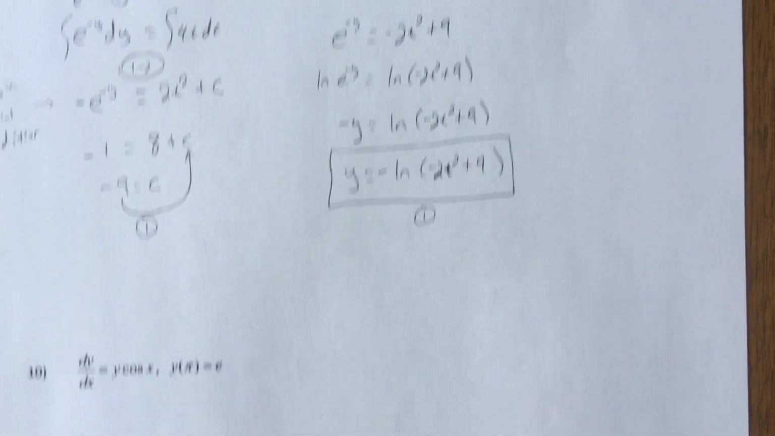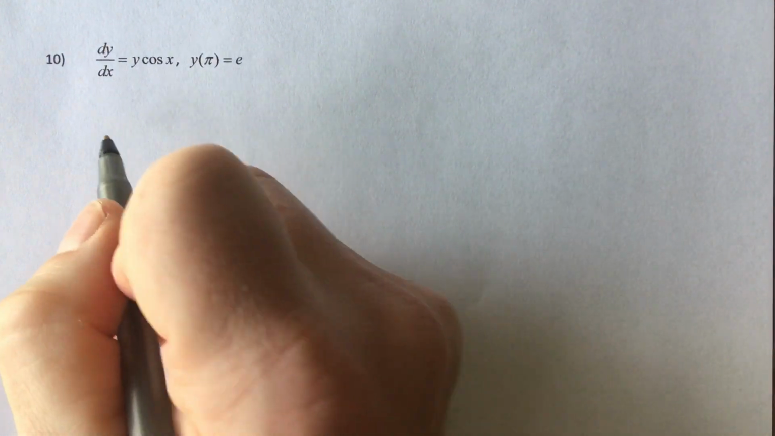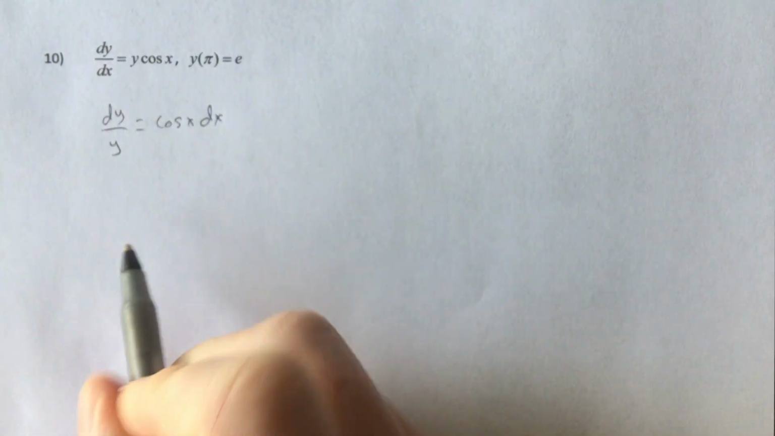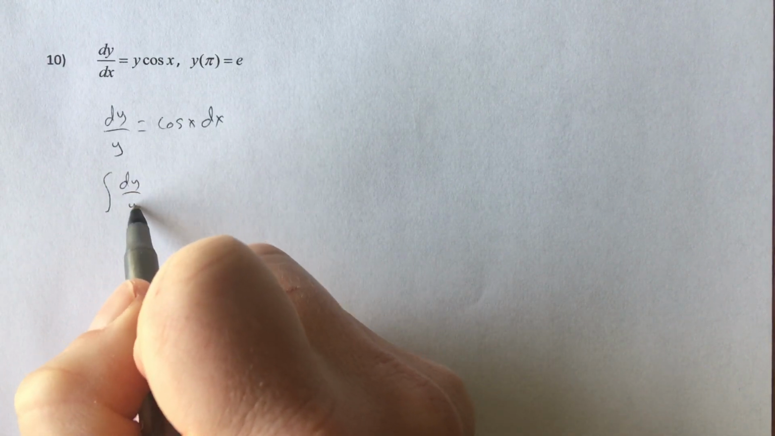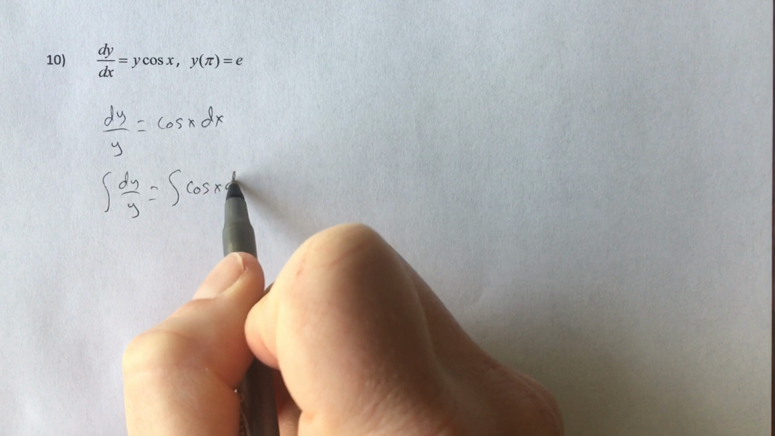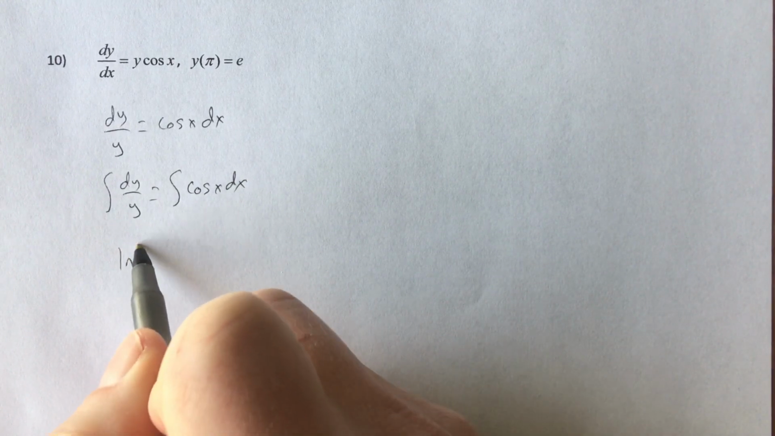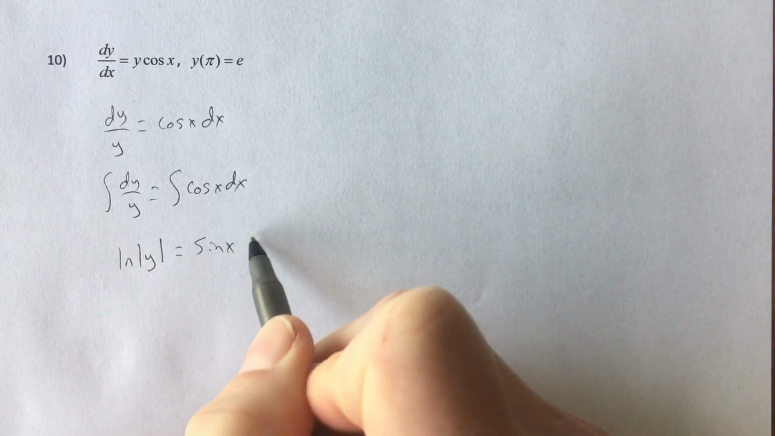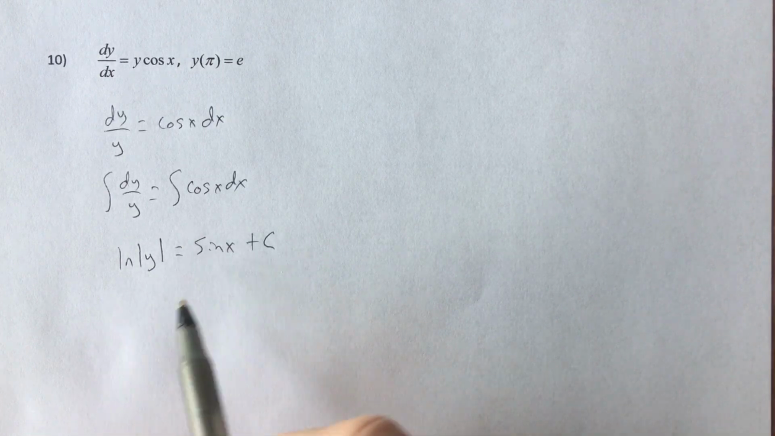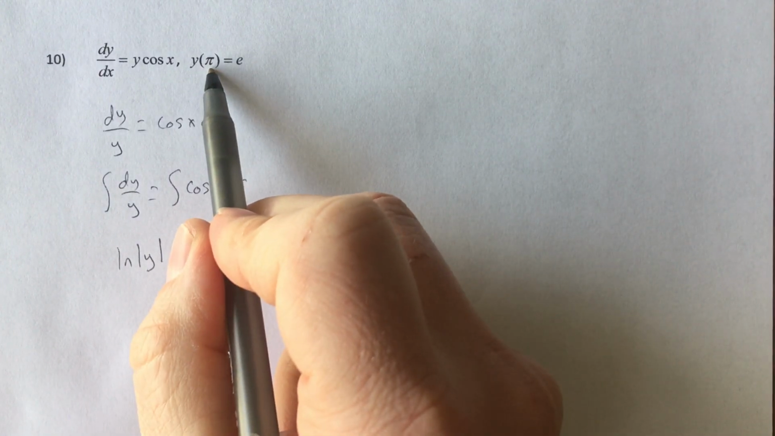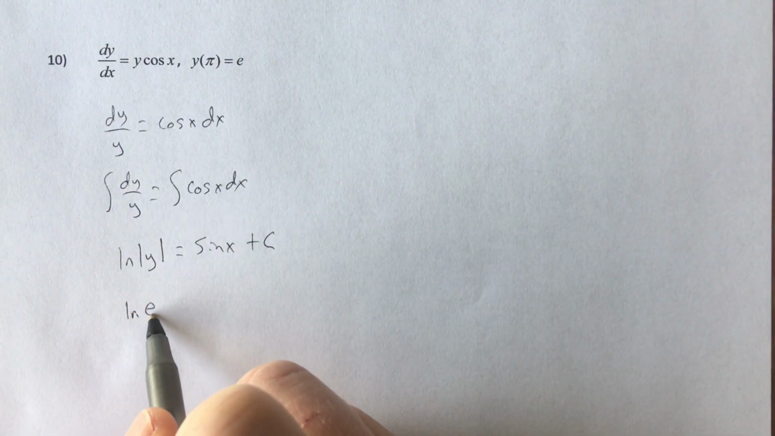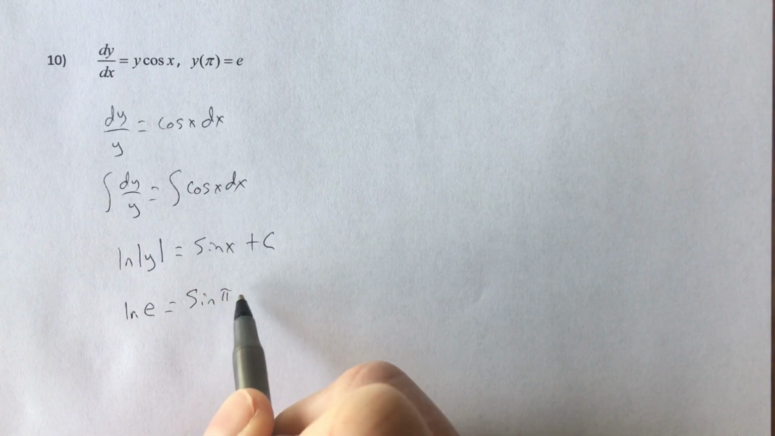All right. Now for number 10, we again are going to divide by y, multiply by dx. We're going to get dy over y equals cosine x dx. We're going to integrate both sides. And the integral of dy over y is natural log of y equals the integral of cosine, which is sine, plus c. Okay, we're ready to plug in our initial condition. So when x is pi, y equals e. So we're going to put e in for y. This will be natural log of e equals sine of pi plus c.